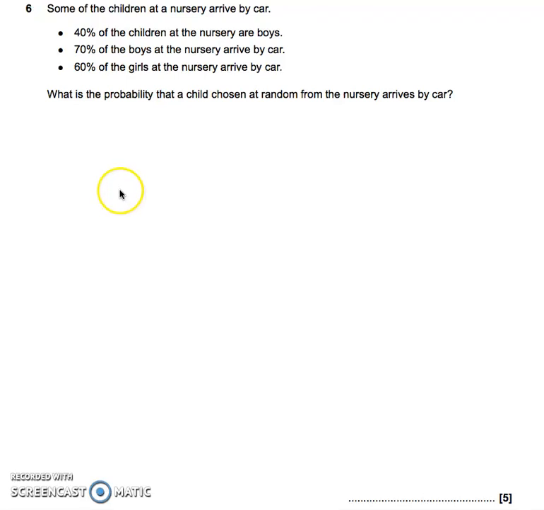In question number 6, you're asked about some children that arrive at nursery by car, and we ultimately have to work out the probability that the child chosen at random from the nursery arrives by car. So we need to use the information that we've been given to construct a probability tree, a tree diagram. So we are going to start off by looking at the two independent things.